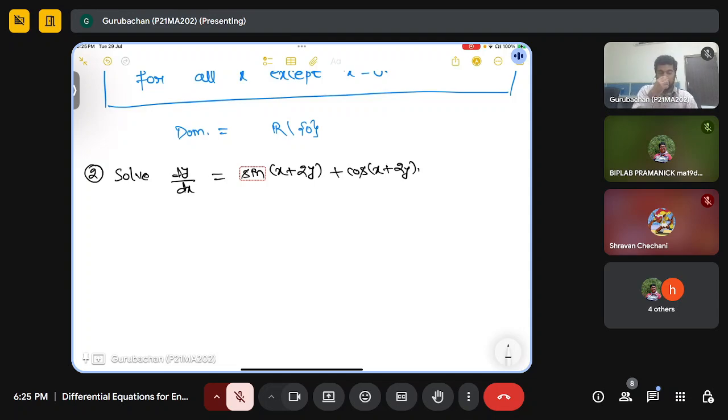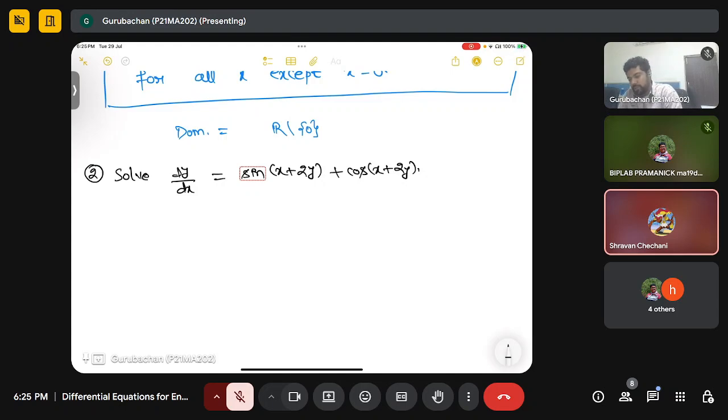Did you get any approach? Which kind of approach we have to follow in this case? Sir, we can take x plus 2y is equal to v, so we can generate an equation from there. Okay, so what is your equation that has been converted? Sir, we take x plus 2y is equal to v, so if we differentiate with respect to x, we get 1 plus 2 dy by dx is equal to dv by dx. From that, we can solve this differential equation. Did you get any conclusion or answer? No, sir, I am actually stuck on the last step.